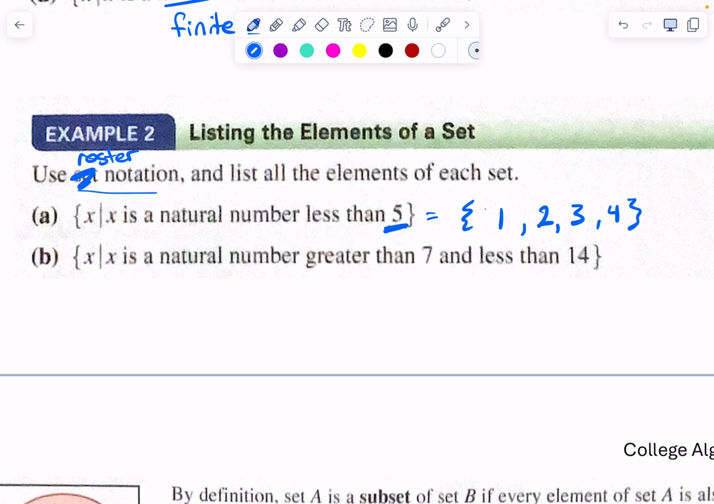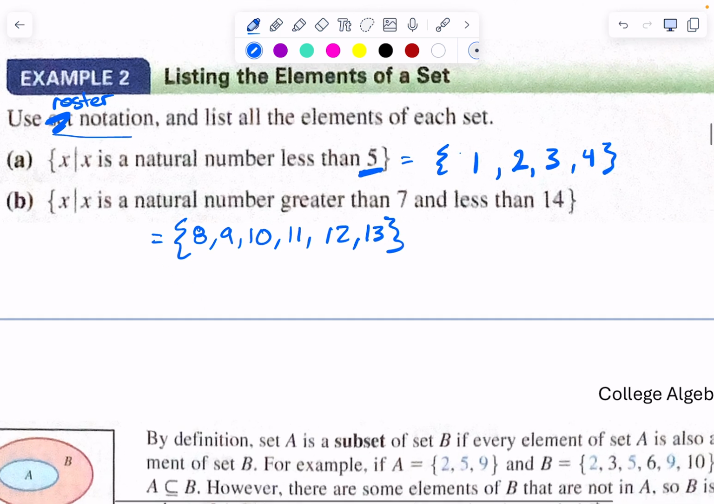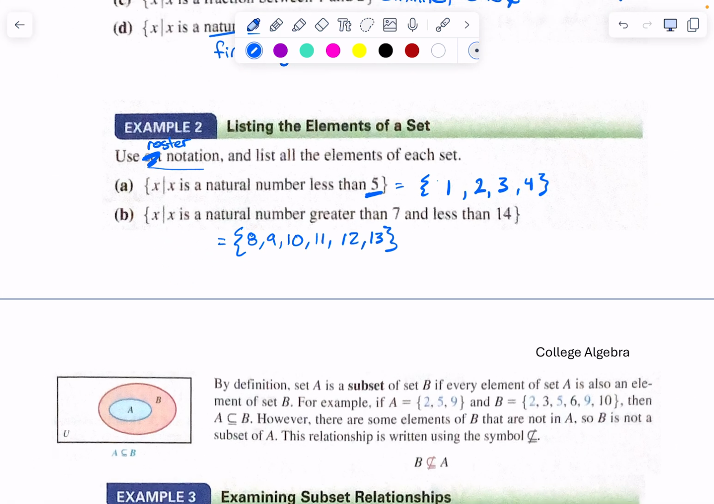So, okay, X is a natural number greater than 7 and less than 14. All right, greater than 7, less than 14. What do we start with? 8, 9, 10, 11, 12, 13. Is 14 included? No, they will say less than or equal to if they want that. Good?